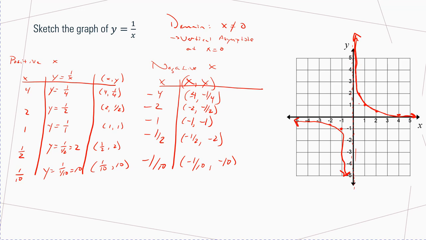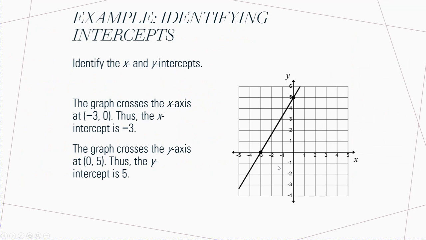Okay, let's now talk about intercepts. I'm just going to do this real briefly. So x and y intercepts. The x-intercept occurs when y is equal to 0, and the y-intercept occurs when x is equal to 0. If you have a graph like this, the x-intercept is where it crosses the x-axis. So right here, this is my x-intercept, -3, 0. Notice y is equal to 0.